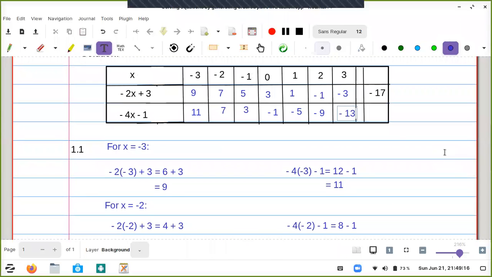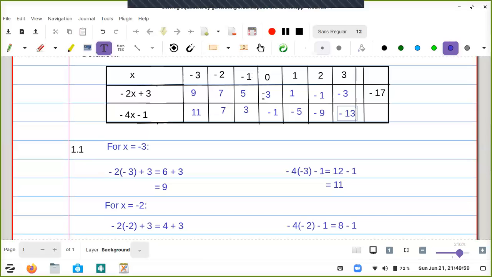Which value of x is giving us the same value for -2x plus 3 and -4x plus 1? You can see here this is 9, 11. They are different. So we've got 7, 7. So the value of x that gives us -2x plus 3 equals -4x plus 1 is x equals -2, right? But before we conclude that it's only x equals -2, let us find out whether there are also other values. This one is 5, 3, they are different.